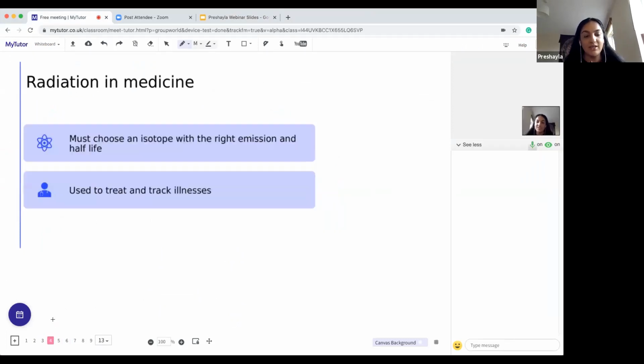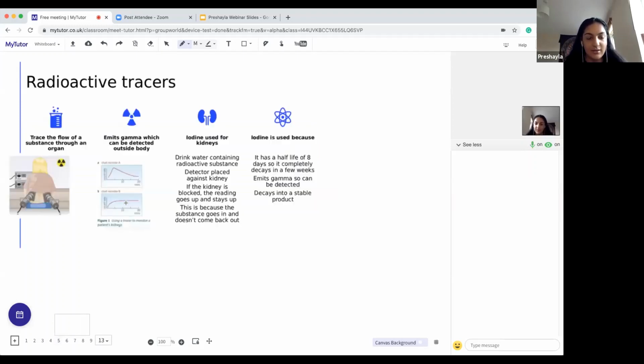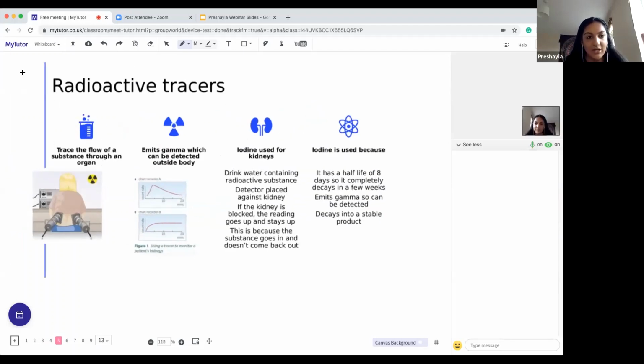So radiation in medicine can be used either to treat illnesses or to track illnesses. So it can be used as a treatment or a tracker. But either way, we must choose the correct isotope, okay, the correct isotope that has the correct radiation being emitted and the correct half-life. So let us look at our first one, radioactive traces. We're going to look at 4 different types of ways that radiation can be used in medicine. First one is radioactive traces.